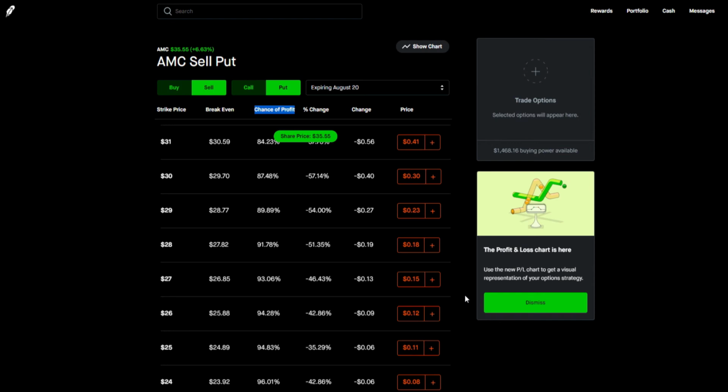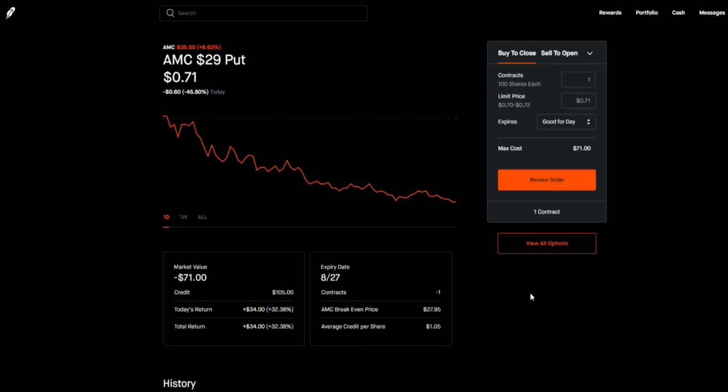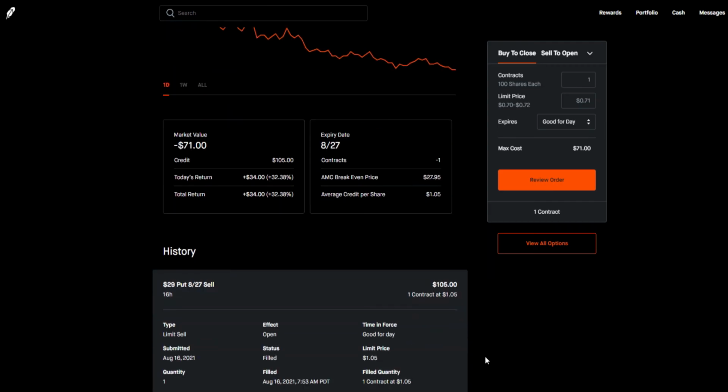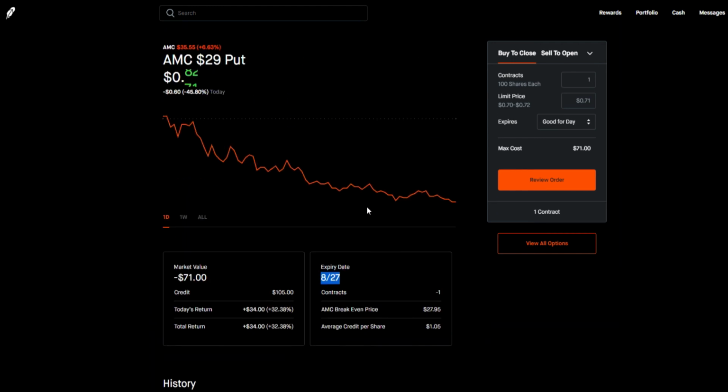Alright, let me show you what an open contract looks like. I sold this contract for a premium of $105, which was deposited to my account immediately. This contract expires on 8/27 and it's currently worth $71. With these options contracts, they slowly go to zero the closer to expiration they get.